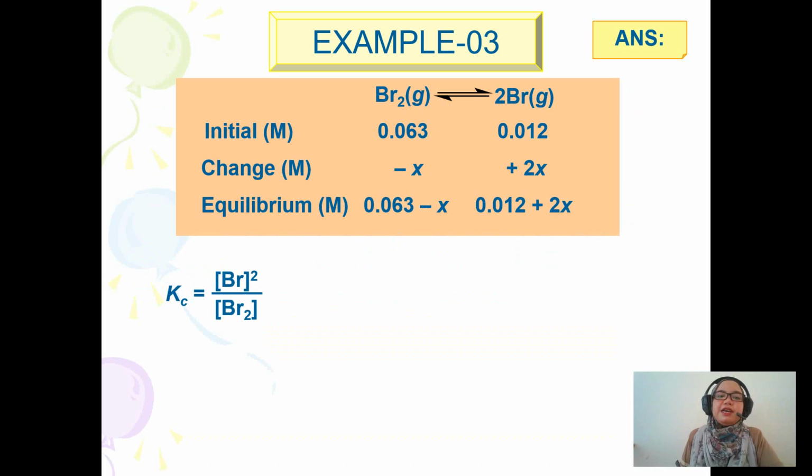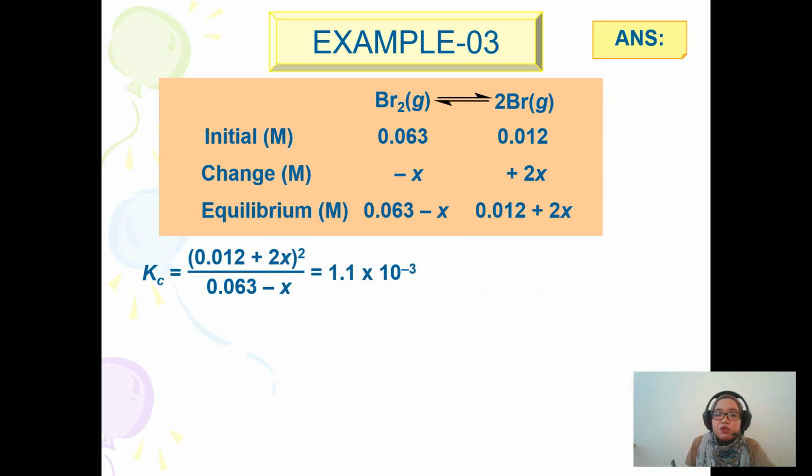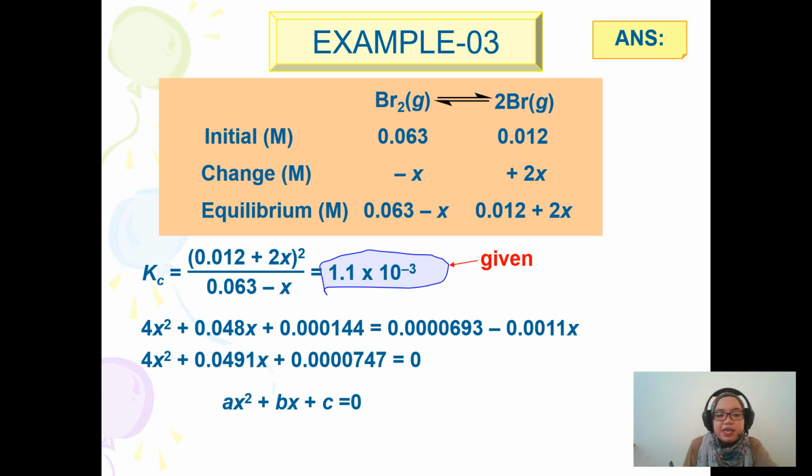Okay, so we know that Kc equals [Br]² over [Br2]. When we substitute the unknowns into the Kc expression, we get (0.012 + 2x)² over (0.063 − x) equals 1.1 × 10⁻³. When we solve for x, we use the quadratic equation to get 4x² + 0.04x + 0.00144. When we use the quadratic formula, we will get these values.